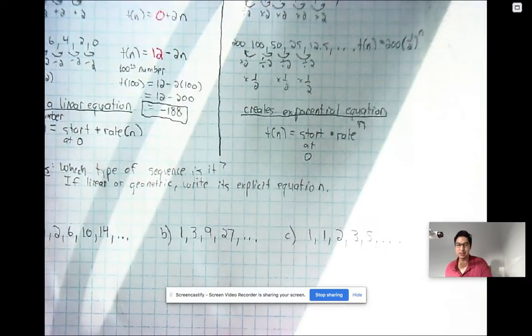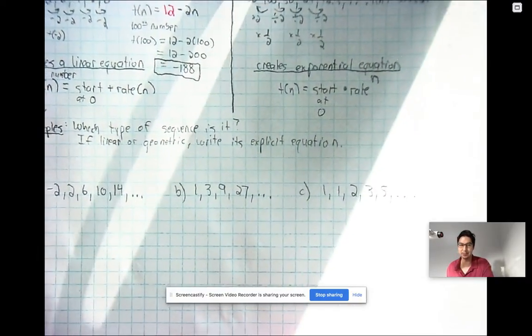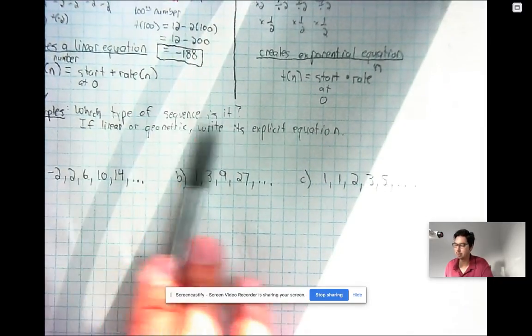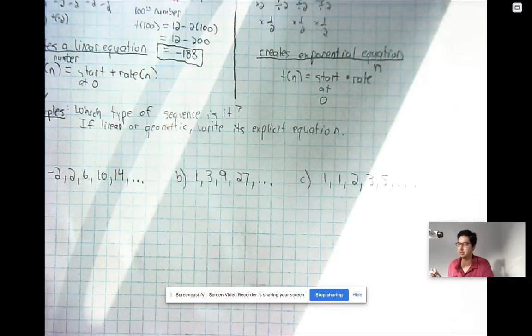We'll look at 3 more examples to help you see it. I know the light's coming in right now, so hopefully I can get through this before it gets too difficult to see. Which type of sequence is it? Linear or geometric? Right, it's explicit equation.